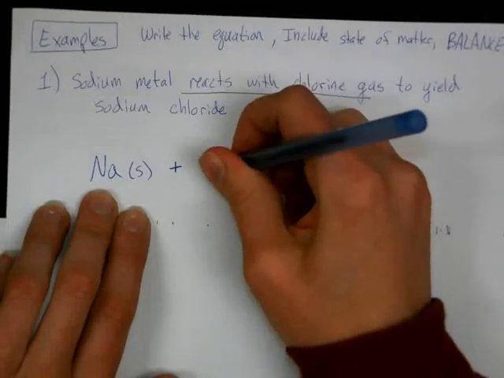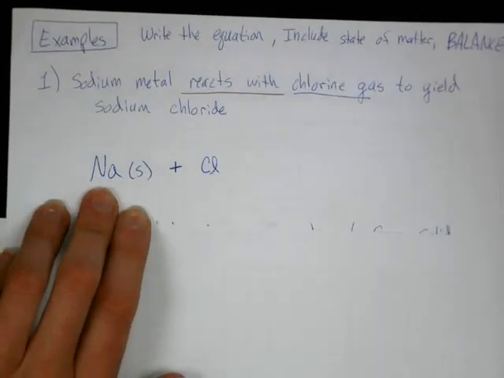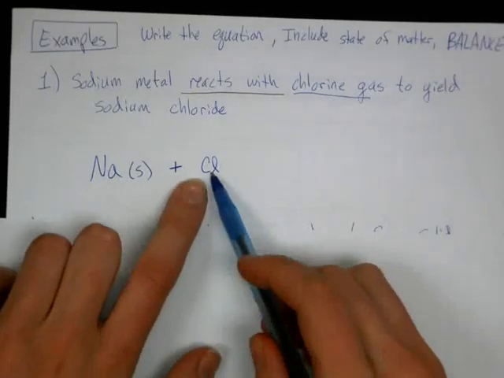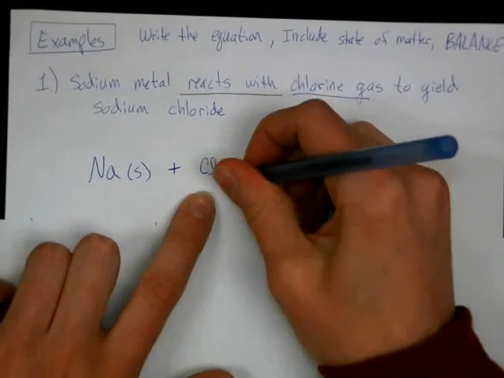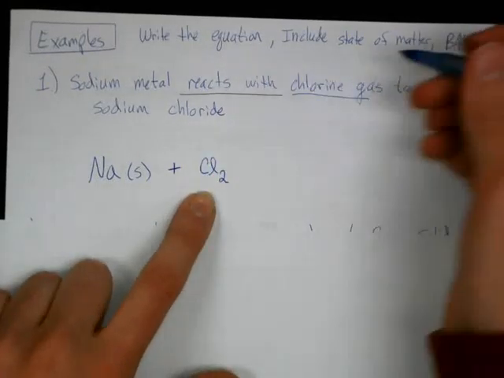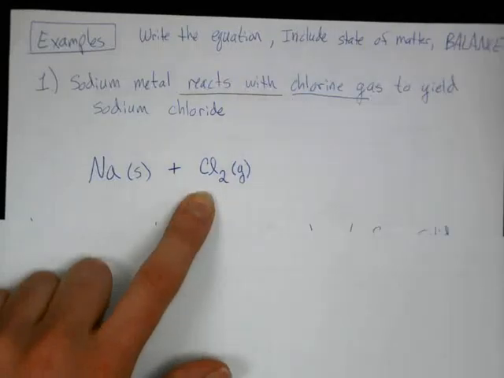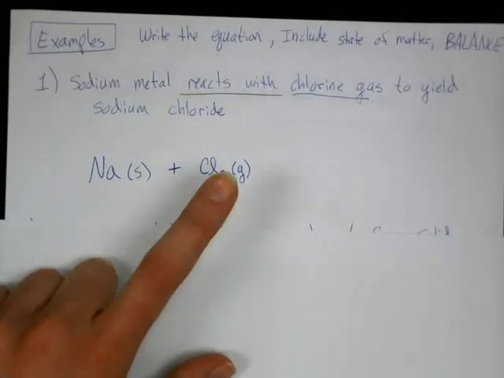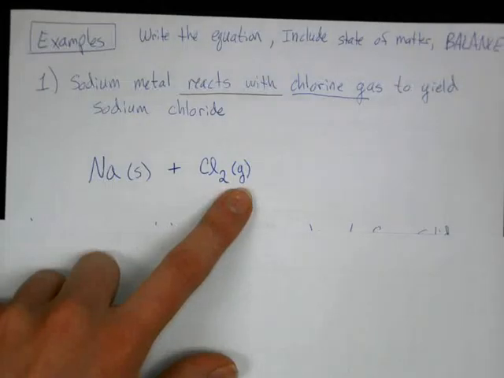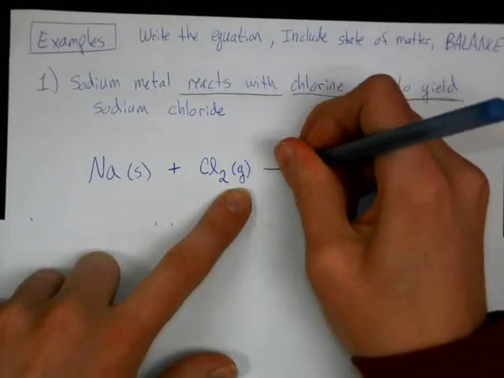It's reacting with chlorine gas. Chlorine is Cl, right? But chlorine is one of our 7 diatomic elements, which means that it's not just Cl, but Cl2. And because this is a gas, I'm going to put parentheses g after my formula to indicate that this is a gas. To yield, so that means we're going to draw our arrow.